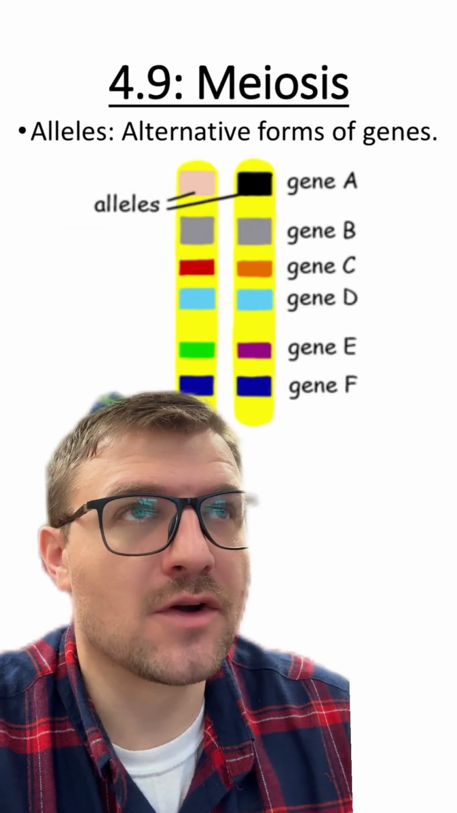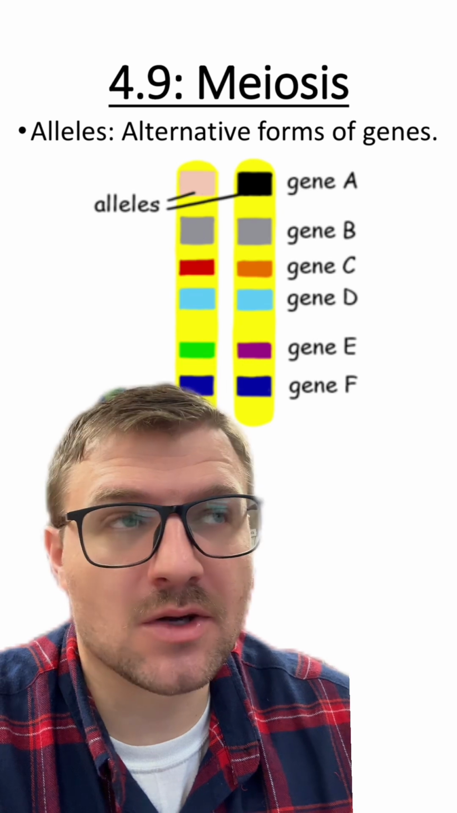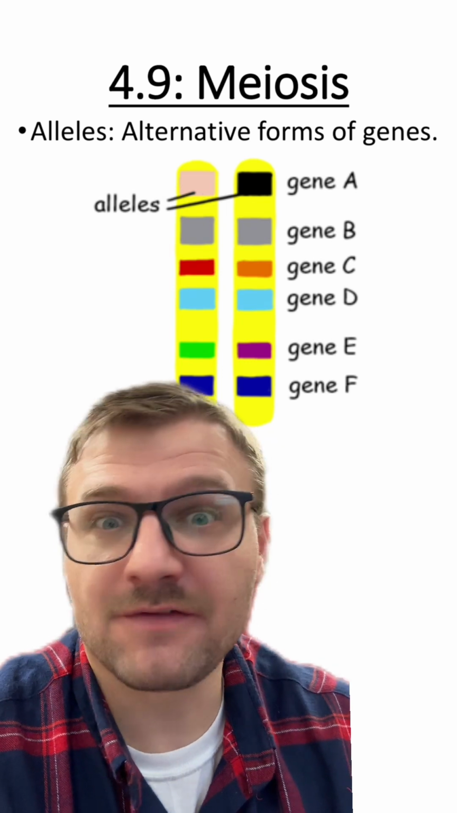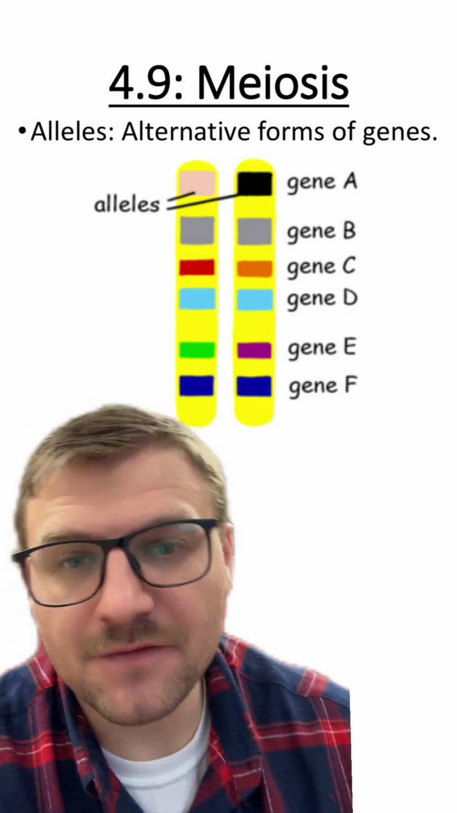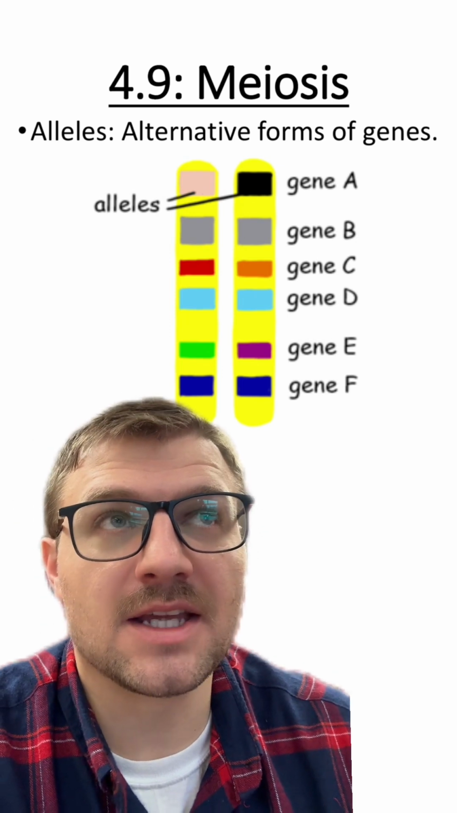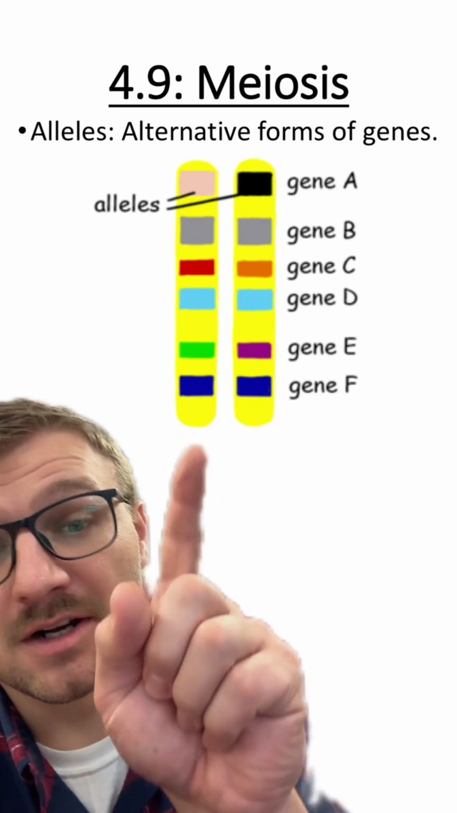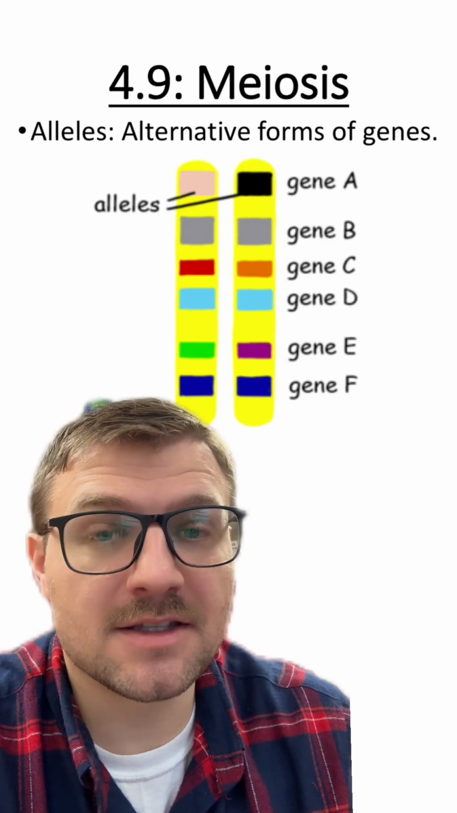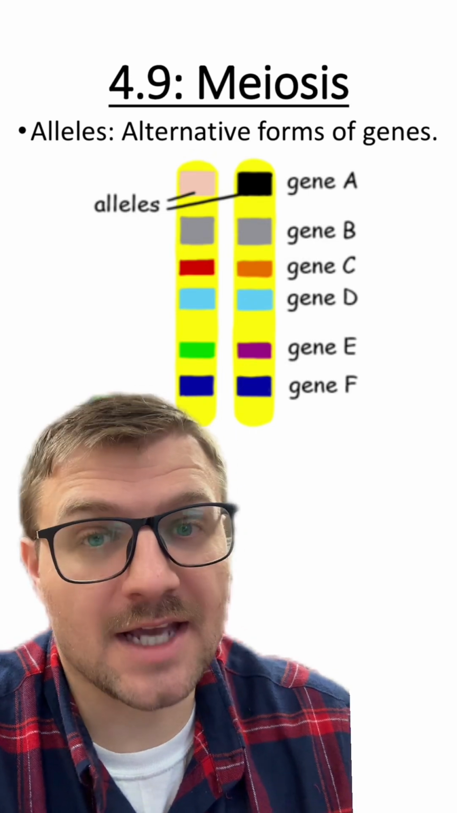Something that we're going to start focusing on in this part of the unit is something called alleles. These are alternate forms of genes, or what I like to call them, just different flavors of genes. So you can see we have different genes here, and sometimes on these homologous pairs of chromosomes, the genes are going to be different types. Sometimes they're going to be the same type, and sometimes they're going to be different. In either case, these different types of genes are going to be known as alleles.